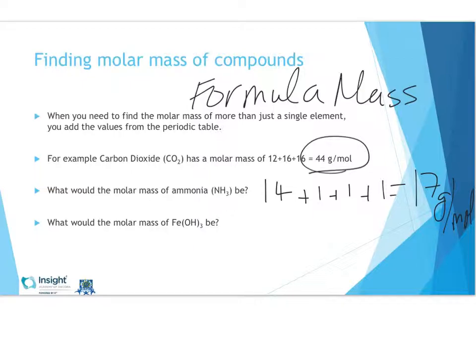And for iron hydroxide, if you look at the periodic table, iron, I believe, is 56 grams. All right, and then because the OH is inside parentheses with that little 3, you're actually going to have 3 oxygens and 3 hydrogens. So that ends up being 107 grams per mole.